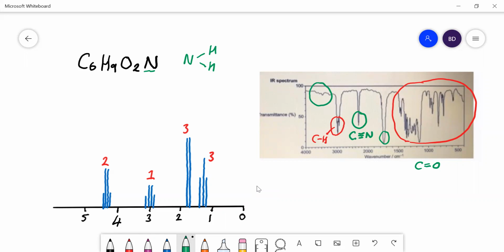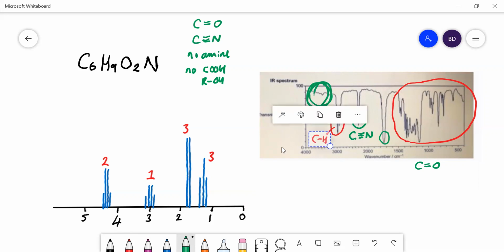So there's quite a bit of useful information from the infrared spectrum there. To summarize, we know we've got a carbonyl. We know we've got a nitrile. There's no amine, and also there's no carboxylic acid or alcohol group. If there were those, we'd get big peaks over there, and we haven't got that. So that's quite useful. I'm going to get rid of all of that now and give myself a bit of space.